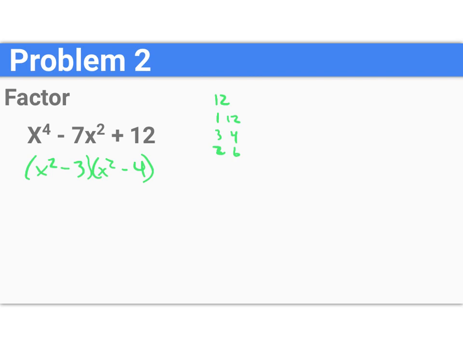So some of you are looking at me skeptically. Let me FOIL it out for you so that you can see what we have. We have x squared times x squared is x to the 4th. Outers minus 4x squared. Inners minus 3x squared. Last plus 12. And you can see that 4 and 3 add to negative 7x squared. So it works. There you go.